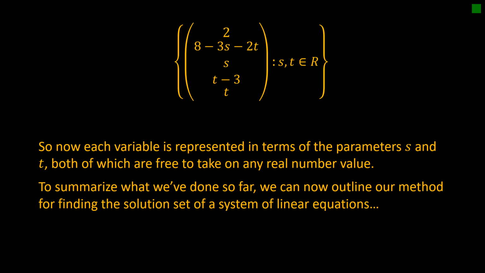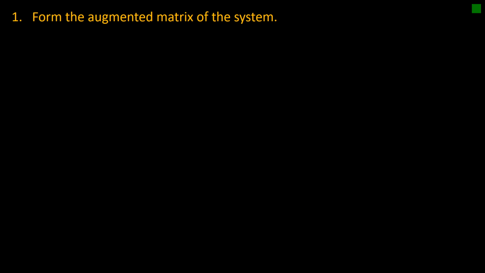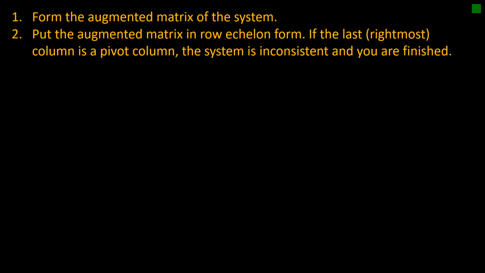So to summarize what we've done so far, let's outline our method for finding the solution set of a system of linear equations. Form the augmented matrix of the system. Put the augmented matrix in row echelon form. So just do the row echelon part. Don't do reduced row echelon first.